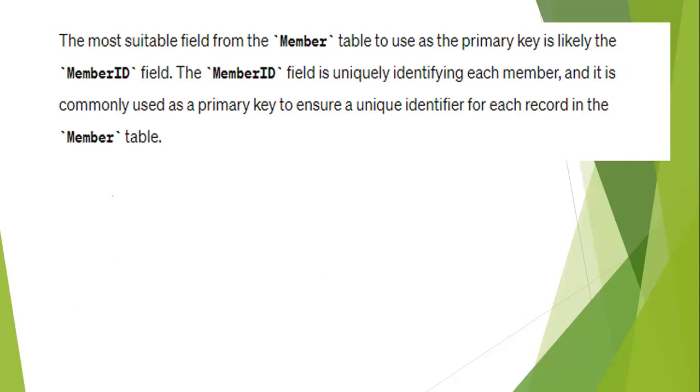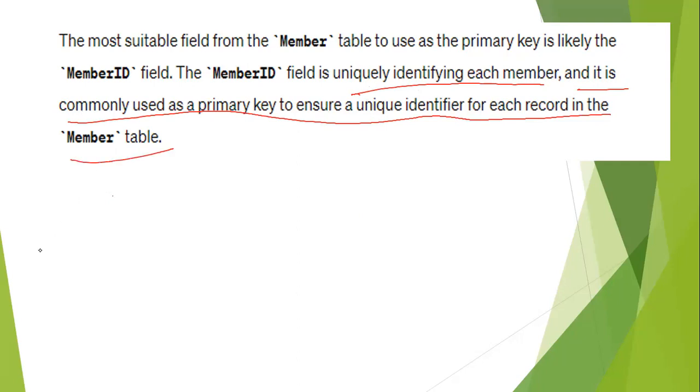Here you see, the most suitable field name from the member table to use as a primary key is likely member ID. The member ID field uniquely identifies each member, and it is commonly used as a primary key to ensure a unique identifier for each record in the member table. Okay.